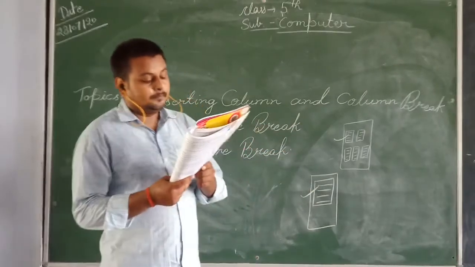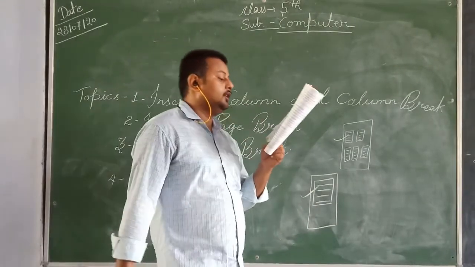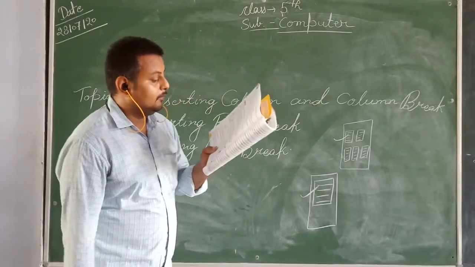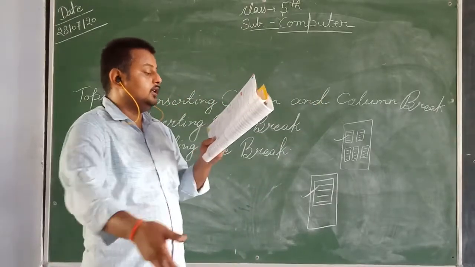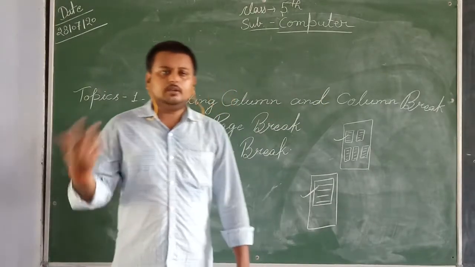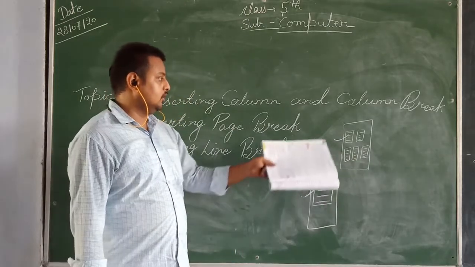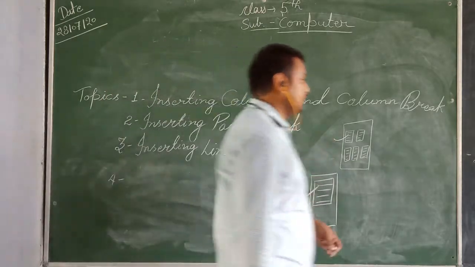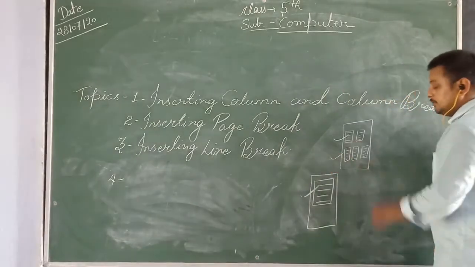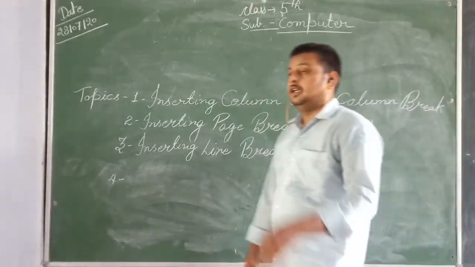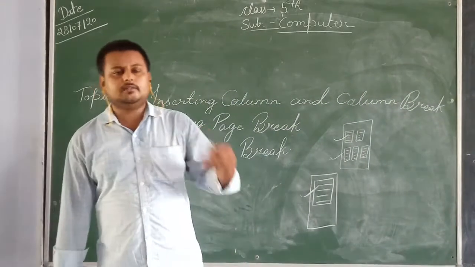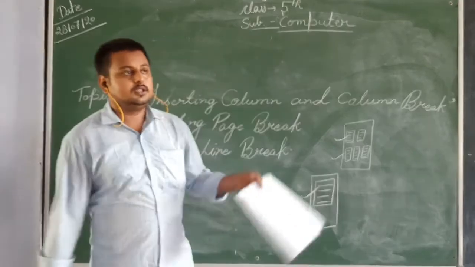Now a drop down menu displays the column choices. After that, select the number of columns you would like to insert in your document, whatever your need. If you want 1 column, then there is 1 column. If you want 2 columns, then there are 2 columns. If you want 3 columns, then there are 3 columns. If you want left column or right column, you can select that particular thing.